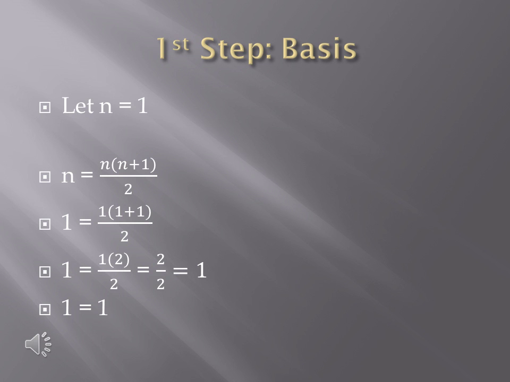Well, we just substitute the 1 to all the n values, which will result in 1 equals 1 times the quantity of 1 plus 1 over 2. We do the operations given, which will result in 1 equals 1. Now, as you can see, 1 equals 1 proves that our statement is true.